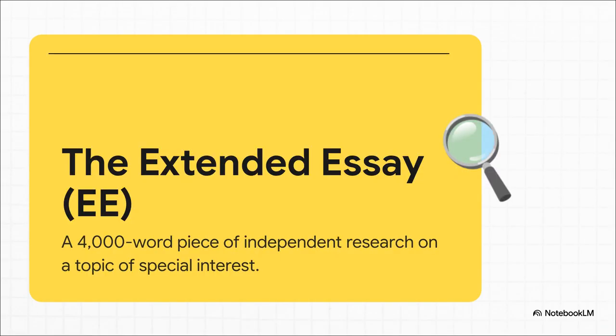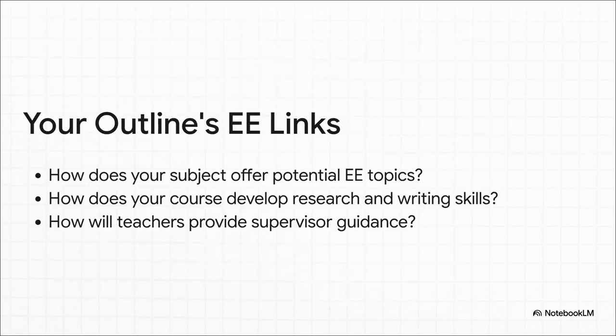And finally, we have the extended essay. This is the academic capstone of the whole program, a 4,000-word deep dive that gives students their first real taste of what university-level research and writing feels like. Your subject outline really needs to be a launchpad for the EE. It should point to exciting areas of research within your own curriculum, spell out how your class teaches the nuts and bolts research and writing skills, and explain the support system teachers will provide as supervisors.